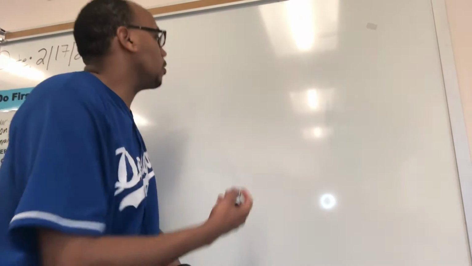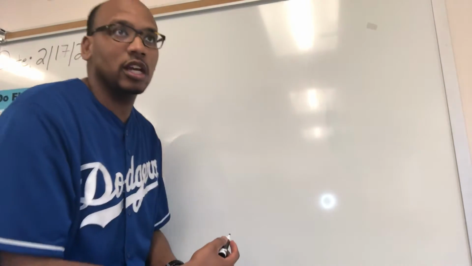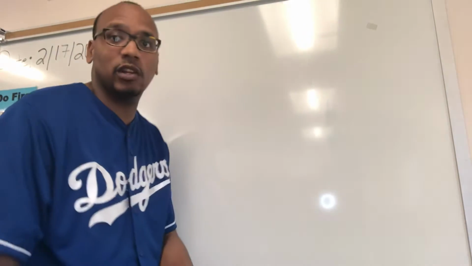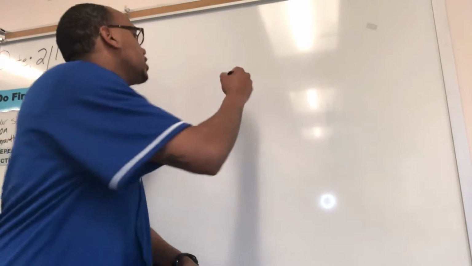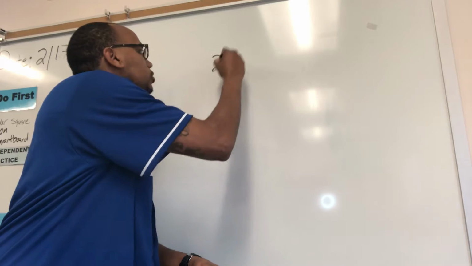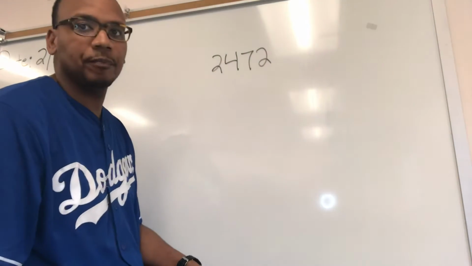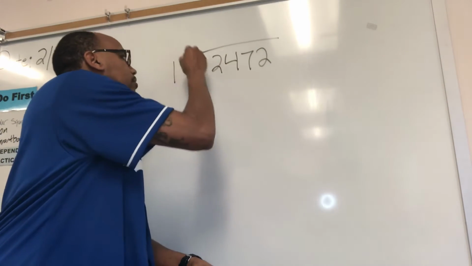Right? So in 5th grade, most of the time you have 2-digit numbers. That's the divisor, and then you have a 4-digit dividend. So the total is 4-digit, and you divide it by a 2-digit. All right. So let's start off with, let's say, 2,472. All right. And let's say we're going to divide that by 12.